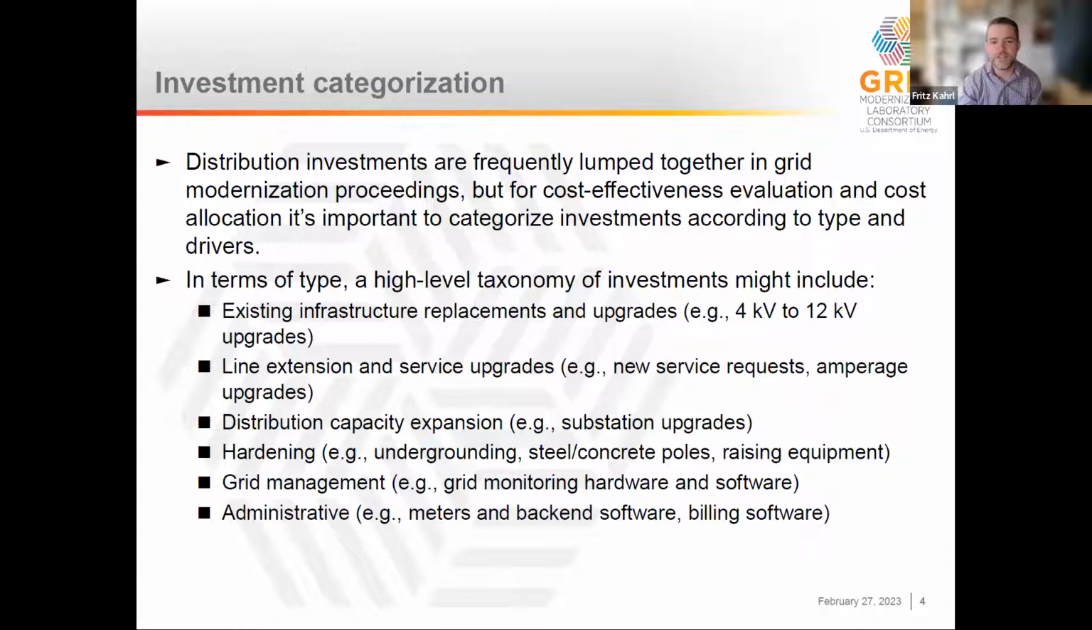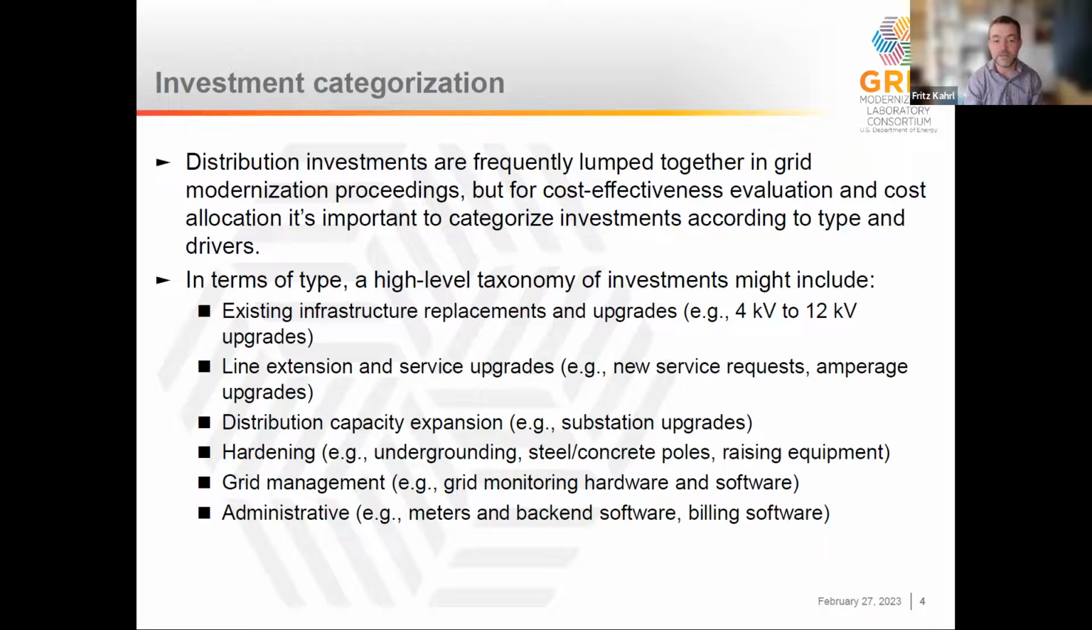Part of this challenge stems from the fact that distribution investments are often lumped together in grid modernization or rate case proceedings. But for cost effectiveness evaluation and cost allocation, it's important to break investments out and categorize them both by type and what's driving the investment.